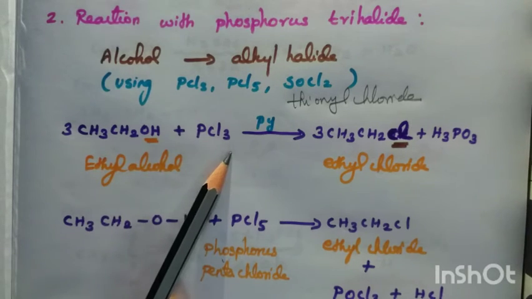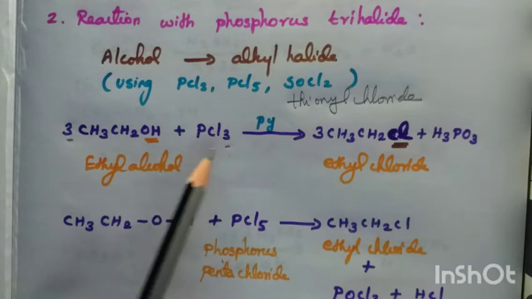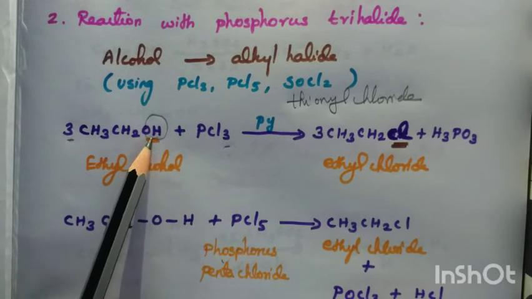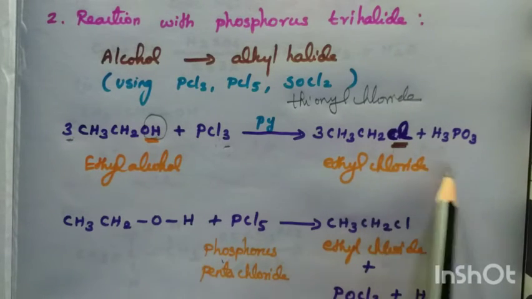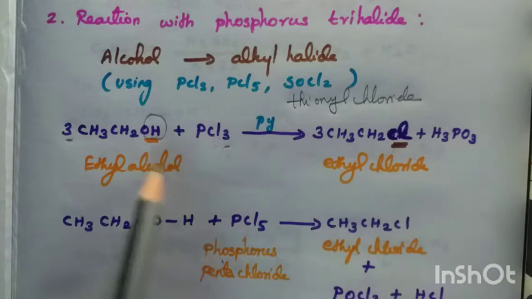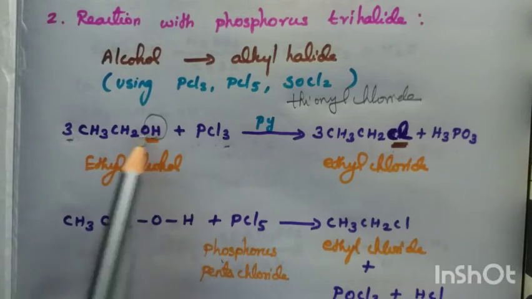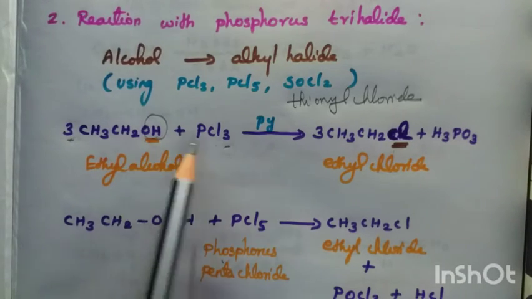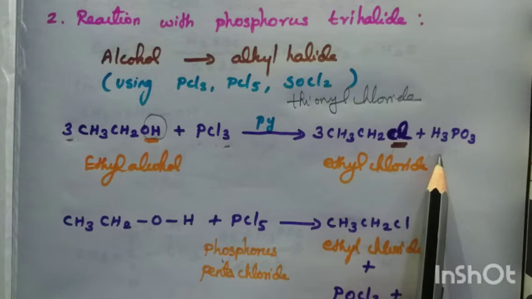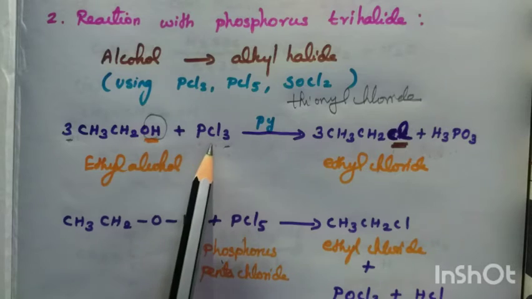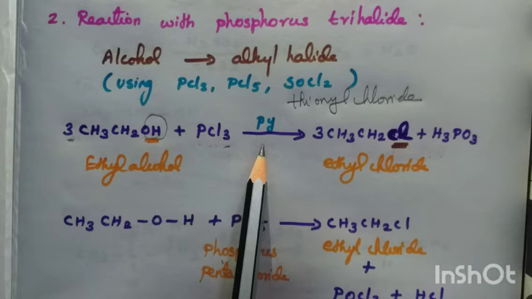Ethyl alcohol with PCl3. We have to take 3 molecules of ethyl alcohol. Why? Because we have 3 Cl, no? So remove this OH and instead put the Cl. We get ethyl chloride with the removal of H3PO3: 3 hydrogen, 3 oxygen with 1 phosphorus. So H3PO3 is phosphorous acid. PCl3 means you have to take 3 molecules of ethyl alcohol. The reaction takes place in a base called pyridine.